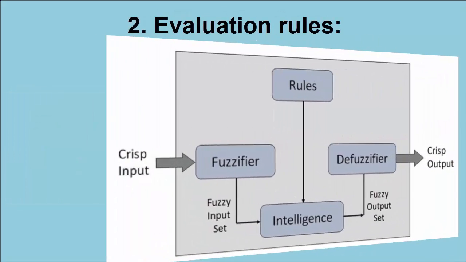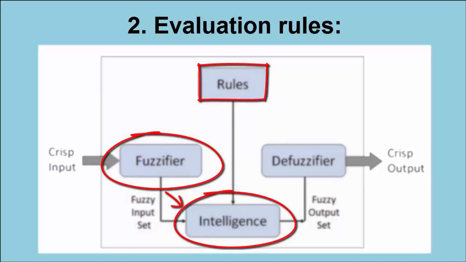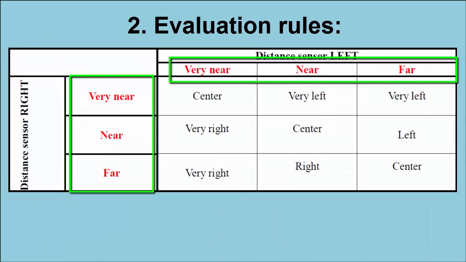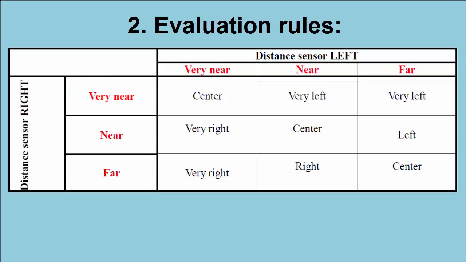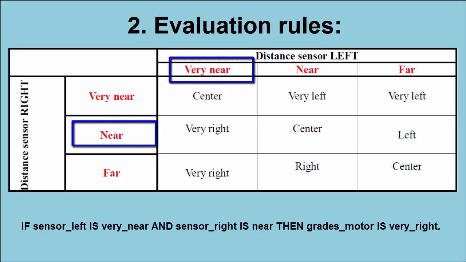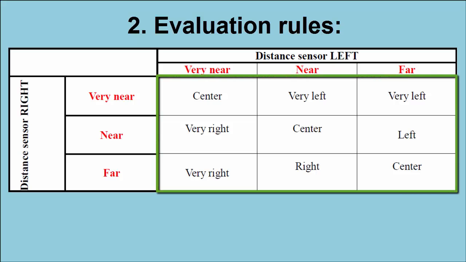Second, evaluation rules. The system uses the linguistic rules to carry out the inference process. Now, we define the rules. To create the rules, we observe the table created previously. For example, if sensor left is very near and sensor right is near, then the step motor is very right. Thus, we define all the rules according to the table.